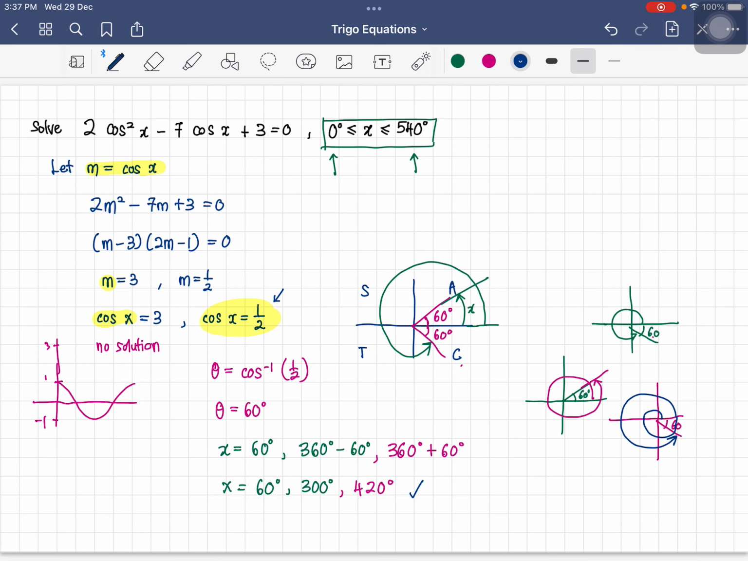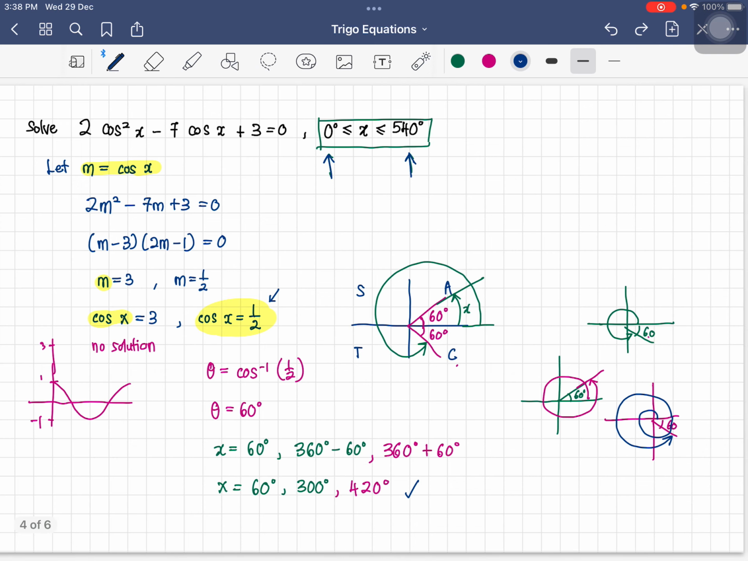Why do I need to make one rotation and add another rotation? Because this is the given question whereby you need to find the value of x between 0 and 540 degrees. If the question asks you to find up to 360 degrees, then you can stop here and this part is not needed. But now it's different. I hope you get the idea.